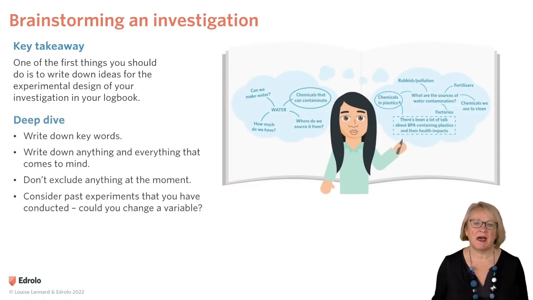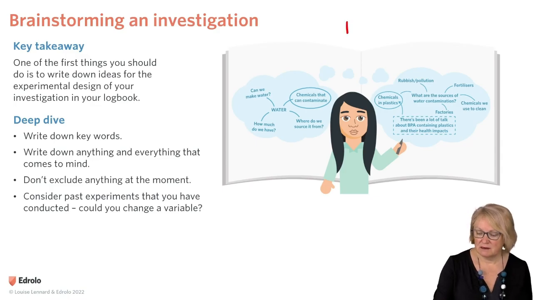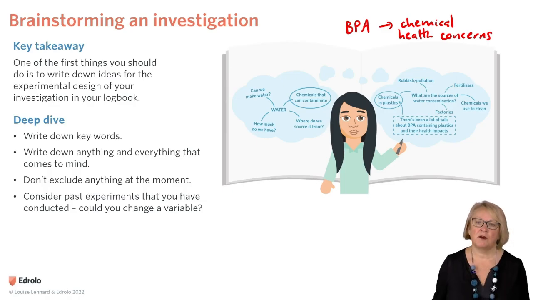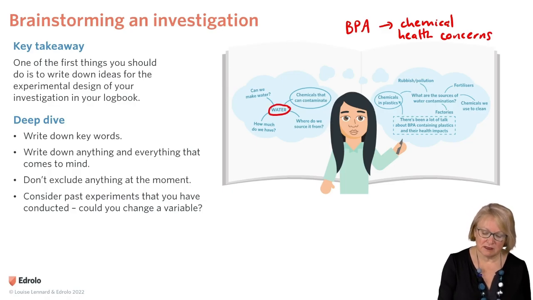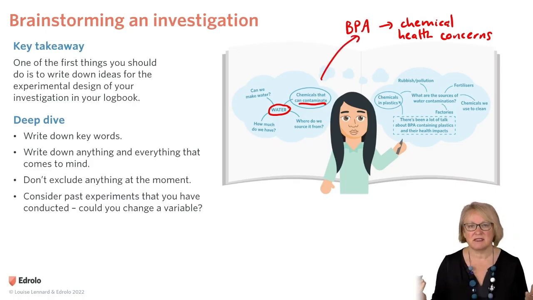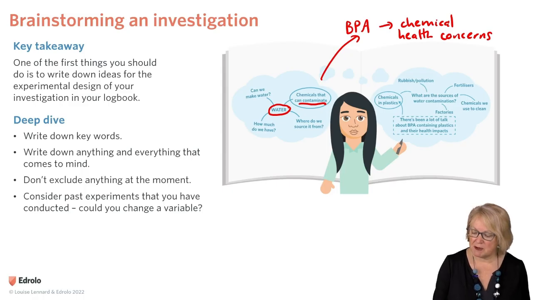So we want to think about, for our BPA investigation, we might have read that BPA is a chemical that has health concerns. So we might think about water. Chemicals that can contaminate might lead us to jot things down about BPA. And there's been a lot of talk about BPA containing plastics and their health impacts.